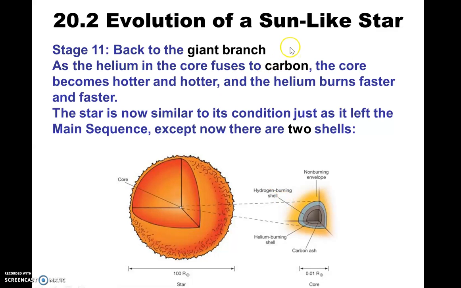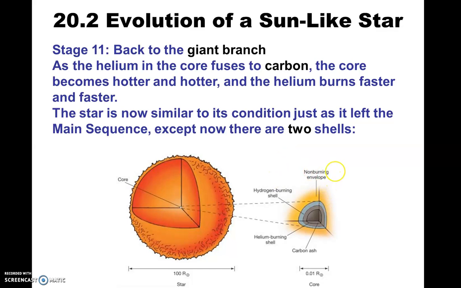Alright, so this is where I was. So what happens, of course, is it's actually a very similar situation, as it says here, of when the star originally left the main sequence, but it's different in the following sense, right?